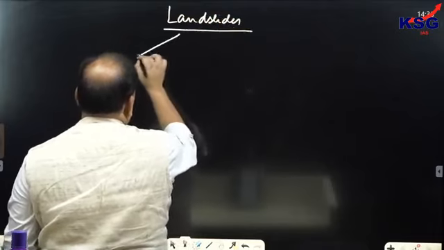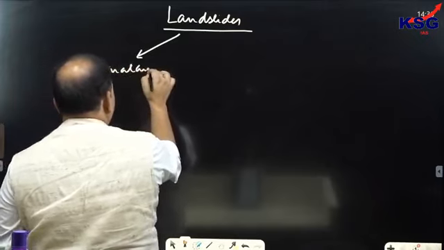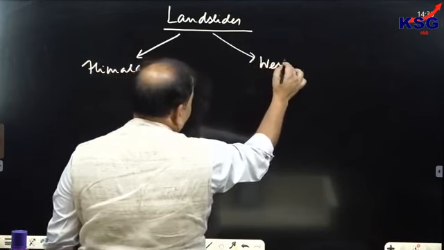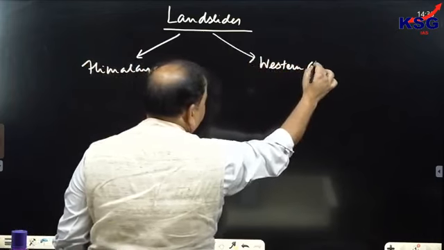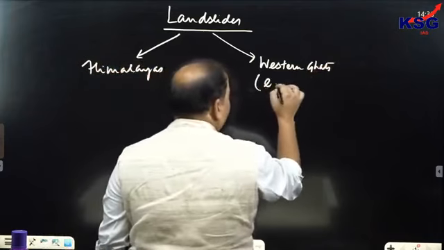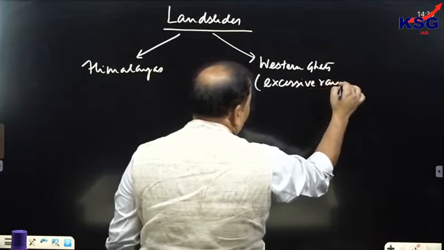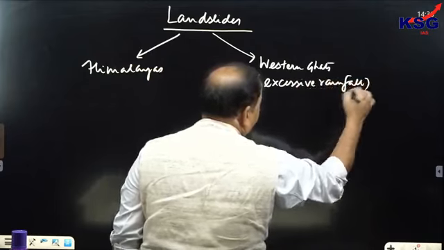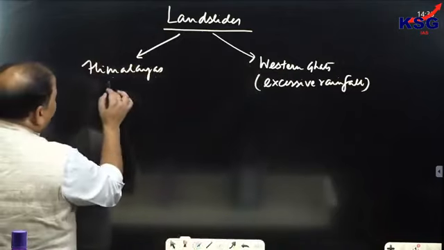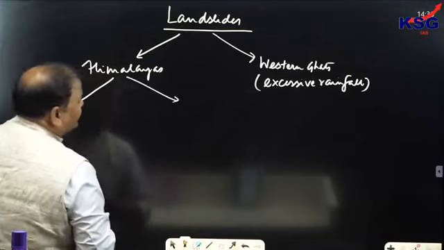Two areas. One is the Himalayas, and second is the Western Ghats. Now, the vulnerability of Western Ghats is why? Due to excessive rainfall. So, excessive rainfall is responsible for landslides in the Western Ghats. As far as the Himalayas is concerned, the vulnerability is due to natural factors, and due to anthropogenic consideration also.